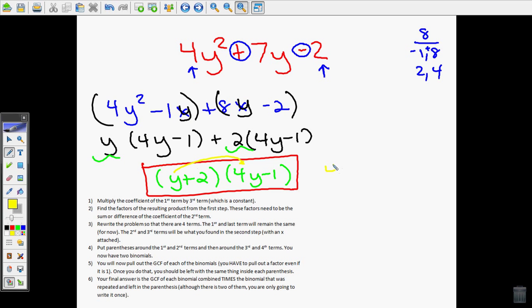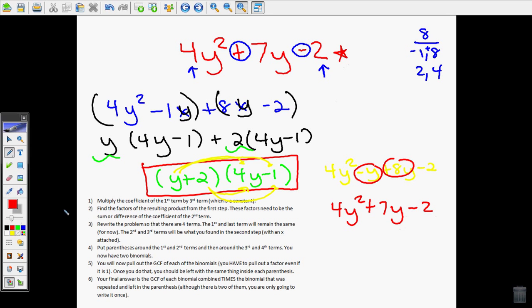y times 4y is 4y squared, y times negative 1 is negative y, 2 times 4y is positive 8y, and then 2 times negative 1 is negative 2. When I combine like terms, I have this negative y plus 8y, so that gives me 4y squared plus 7y minus 2, which is, again, what we started with.